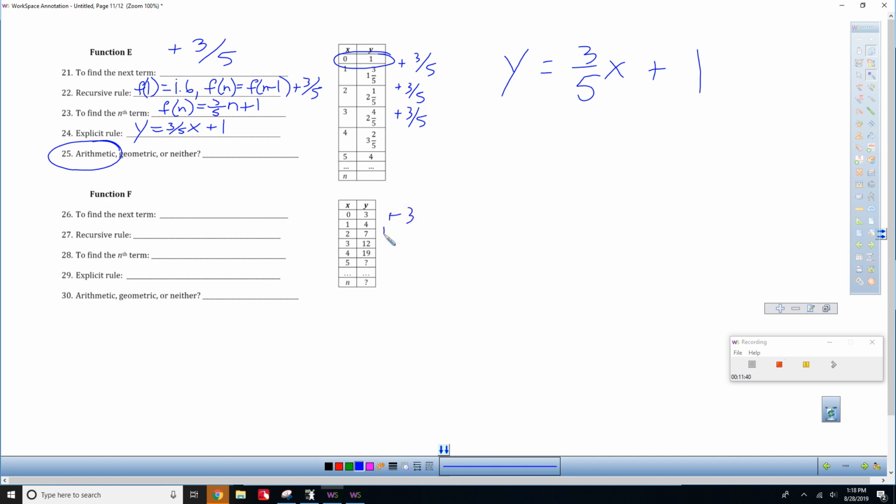Plus 3, plus 3. Oh no, hold on. Plus 1. Start over. Plus 1. Plus 3. Plus 5. Plus 7. Uh-oh. This is neither. Okay. Recursive rule. Don't worry about it for now.